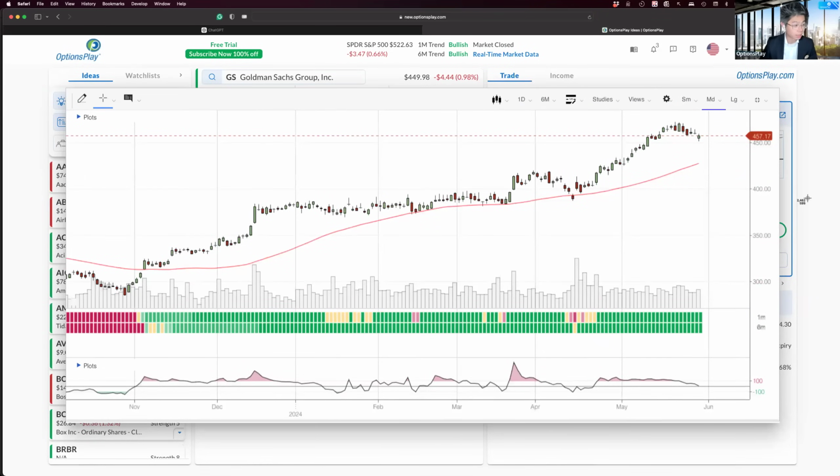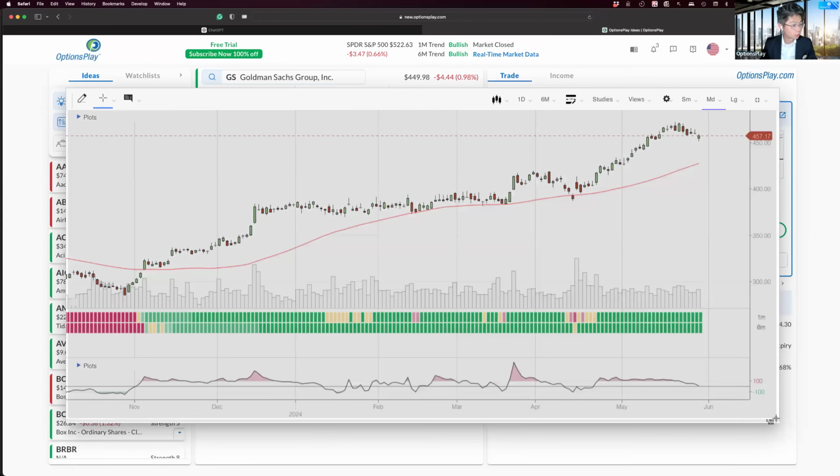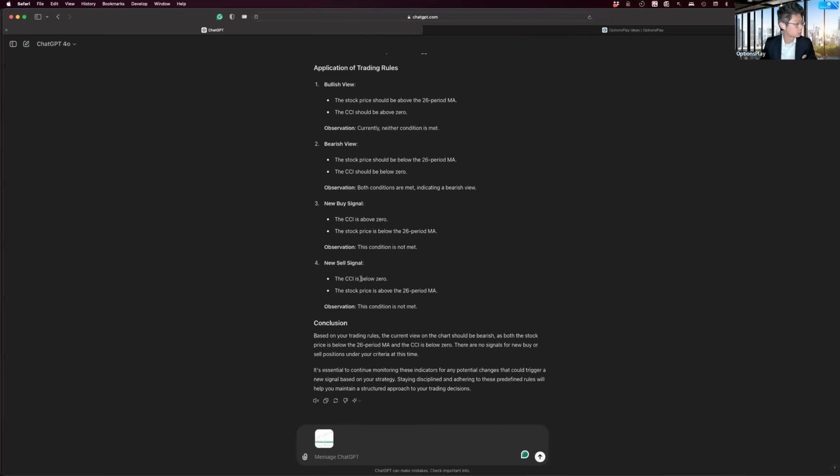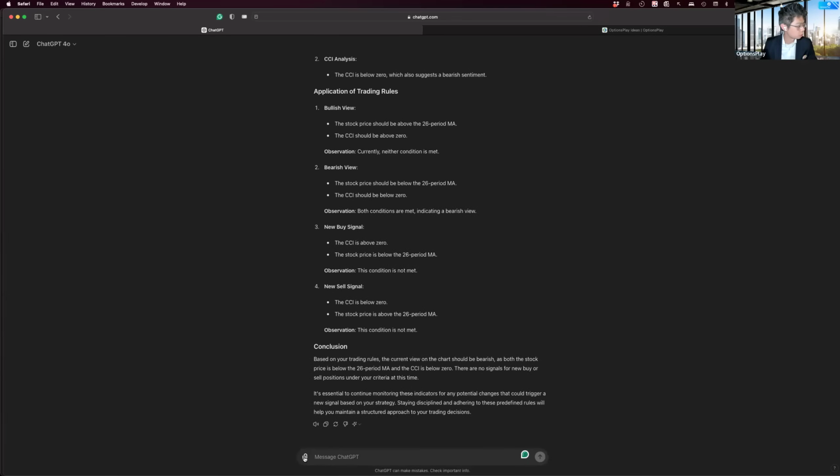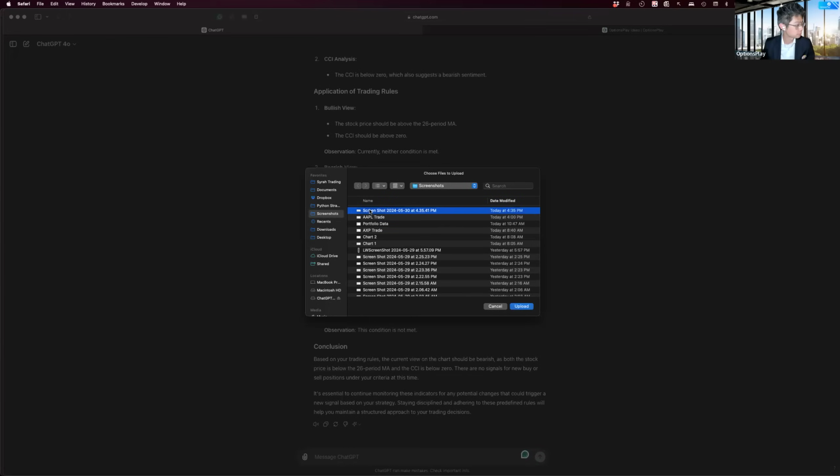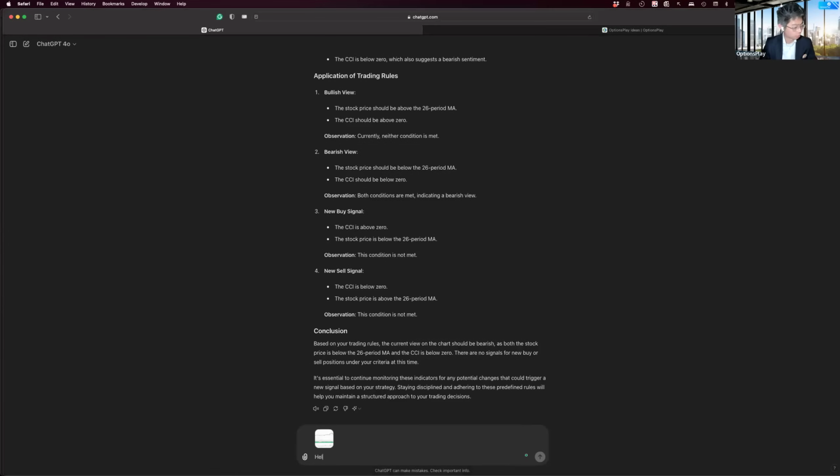All I have to do is take a screenshot of the chart, as I've done here. I go to ChatGPT. I will upload that new screenshot that I just took, and I'll say, help me analyze this new chart. Once you articulate to ChatGPT what your strategy is once, that's it. You just have to upload new charts from there going forward.